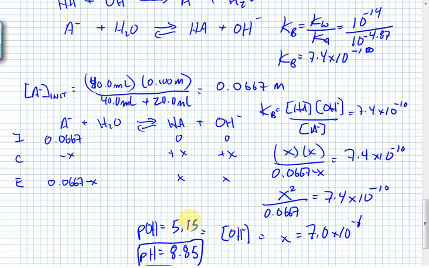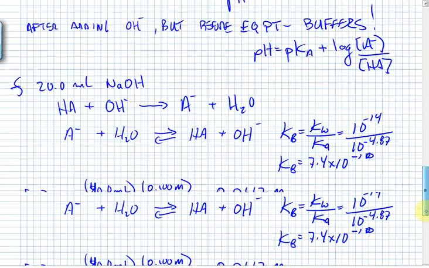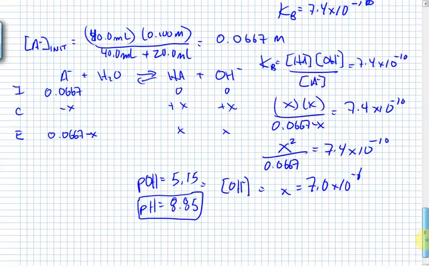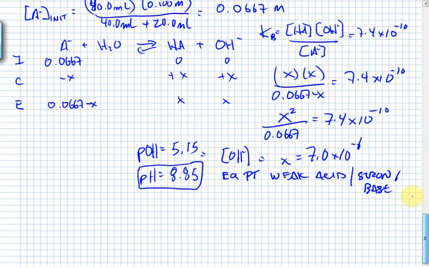The pH makes a huge jump in that small jump from 15 milliliters to 20 milliliters. The solution has no buffering capacity. The pH of the solution is determined by the conjugate base. Okay, so a rule of thumb, equivalence point for a weak acid strong base titration is always basic, because you've created a weak base at the equivalence point. All right, let's wrap this up.